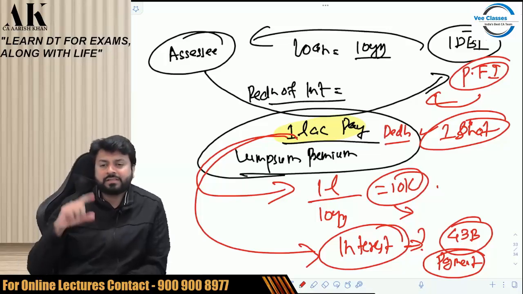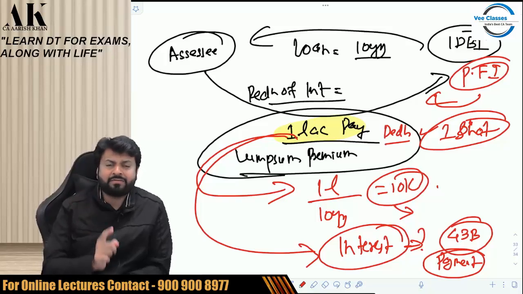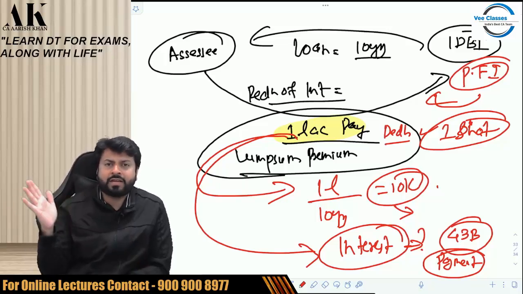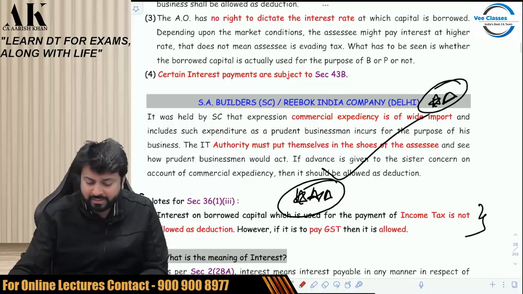So IDBI can be called a public financial institution, yes, it is a public financial institution, and if this 1 lakh can be called as interest, then this 1 lakh shall be allowed on payment basis, and you have made the payment of 1 lakh, you will get the deduction, no need to apportion over the years. So the first duty of ours is to understand whether it can be called as interest.